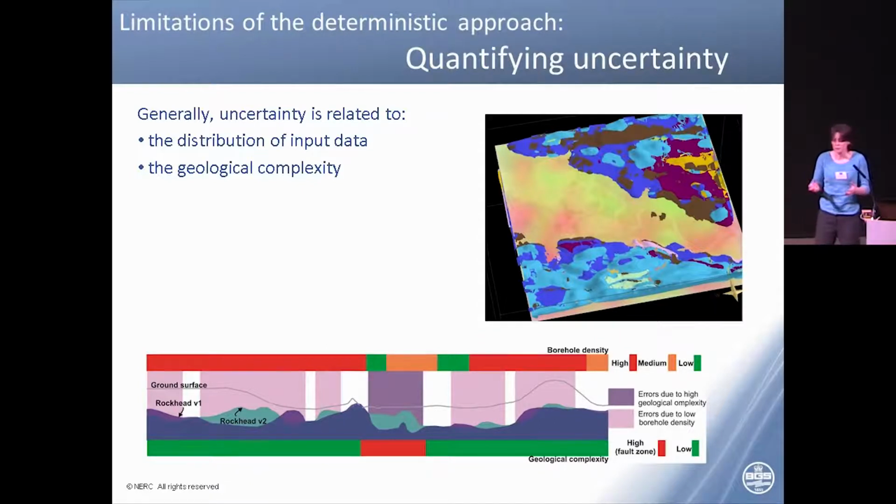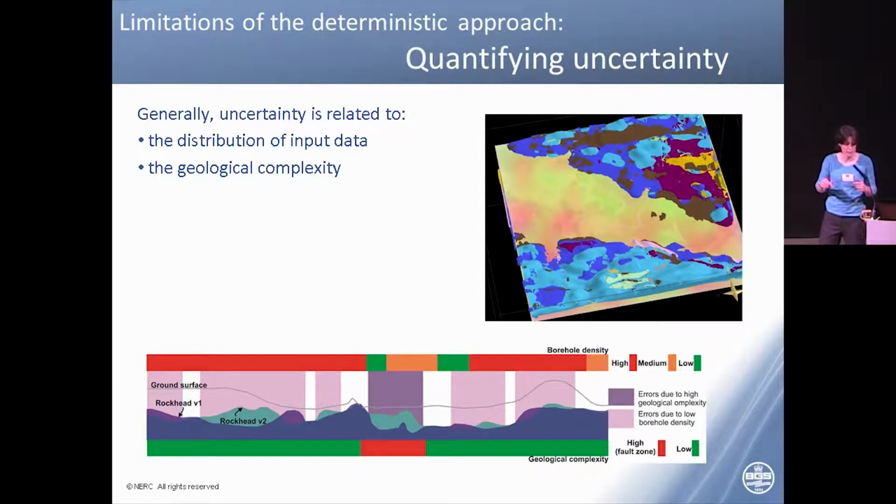But geological complexity is also an issue, and this is highlighted by what's going on in the bottom image there. This is pulled apart a bit more by doing a test where we produced a rockhead surface from some borehole data, and then we added some more data and produced another rockhead surface, and look at the difference between them.